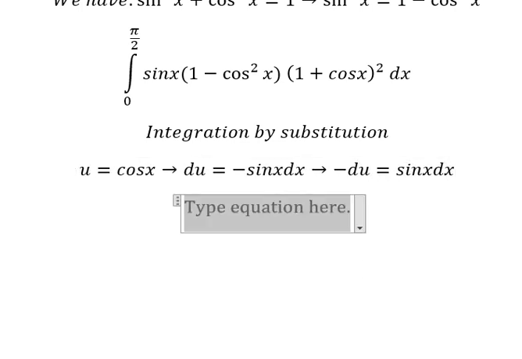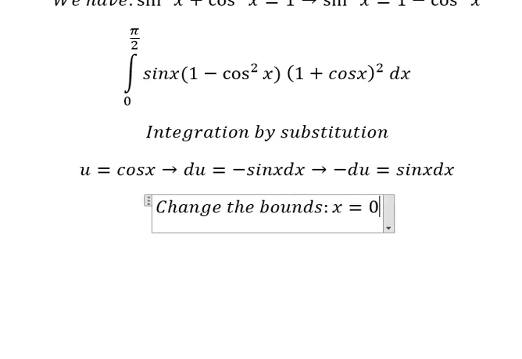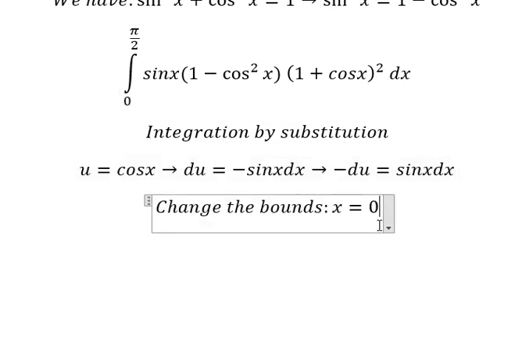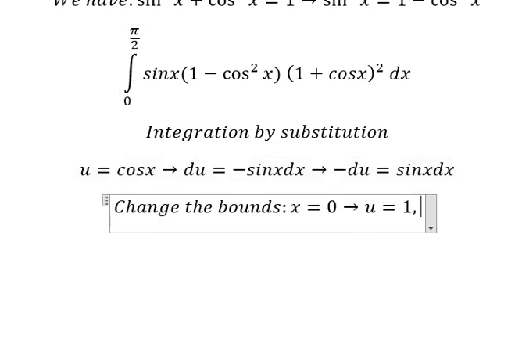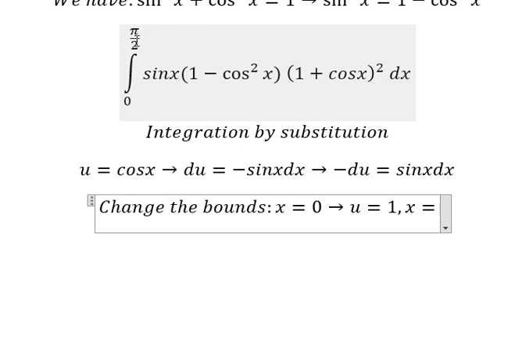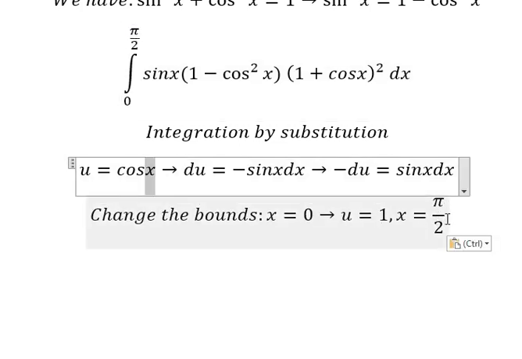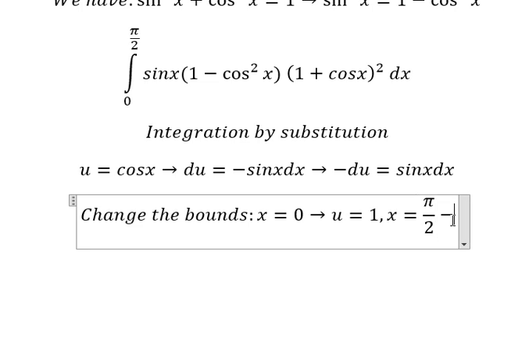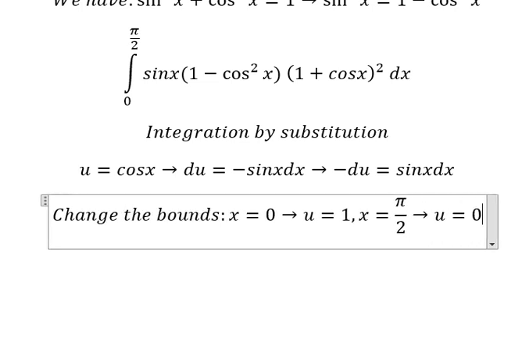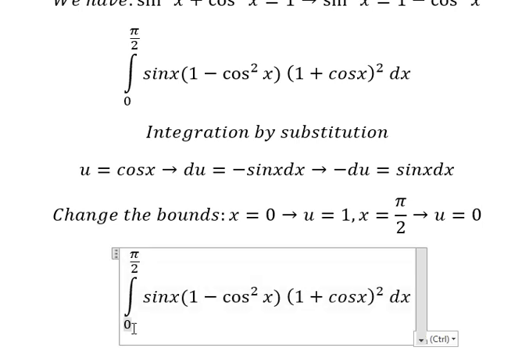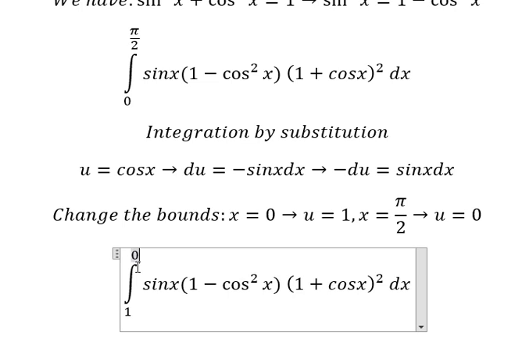Next, we need to change the bounds. When x equals 0, we put 0 here, and we have u equals 1. When x equals pi over 2, we put pi over 2 here, and u equals 0. So 0 we change for 1, and pi over 2 we change for 0.